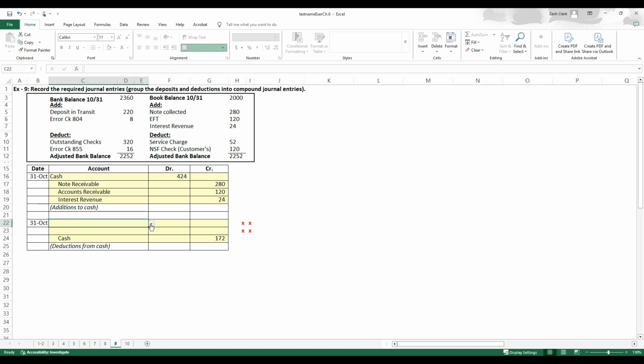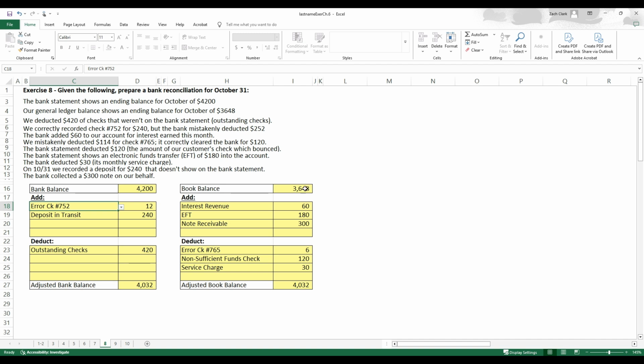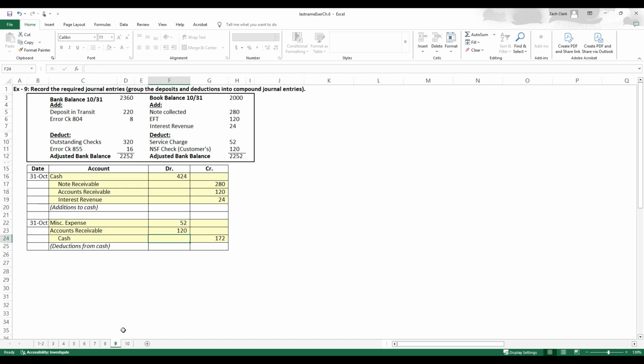And then let's look at our deductions. We had a service charge, which we've just been using miscellaneous expense for. And then an NSF check, again, that's going to become a receivable. We thought we had the cash, but we didn't, so we've got to follow up with them. And yeah, those are all the journal entries that we need to book to get our cash balance in our accounting records from 3648 to the 4032 that it should be, the reconciled balance.